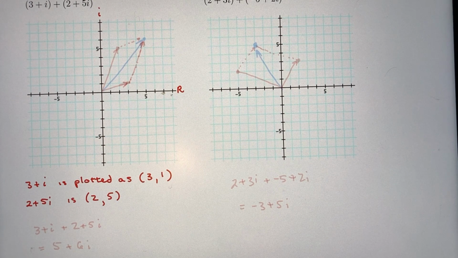Okay, so 3 plus i, 2 plus 5i. Plotting the point. Well, do the arithmetic and you see 5 plus 6i. Let me plot that in blue. What on earth does that have to do with anything? It's much clearer with what we call a vector.